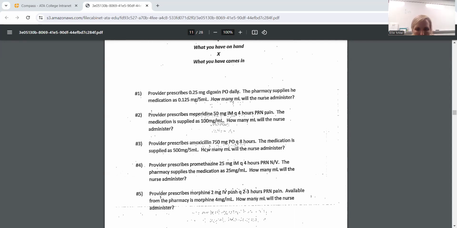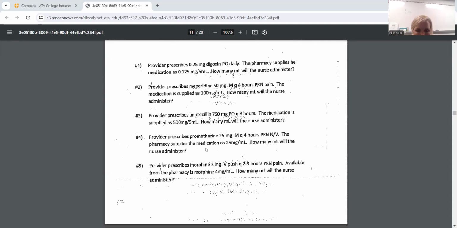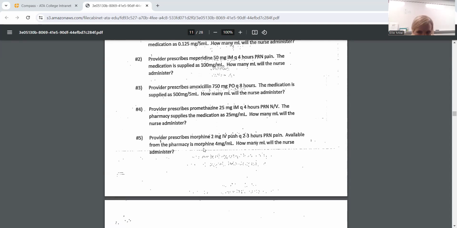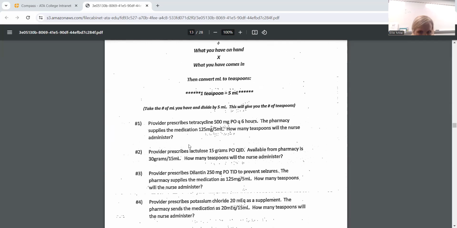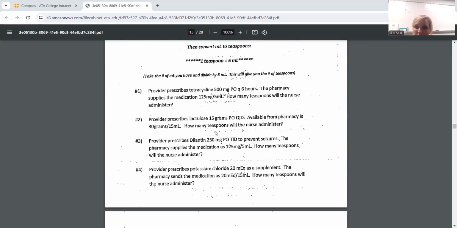I want to see some examples where we might have some converting, though these are all pretty basic. We'll get to those later. Another good thing to look out for here, this instructor has given a great example. Pay attention to the question being asked. So like here, number one, provider prescribes tetracycline 500 milligrams by mouth every 6 hours. The pharmacy supplies the medication 125 milligrams per 5 milliliters. How many teaspoons will the nurse administer?